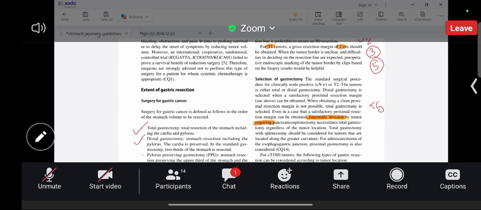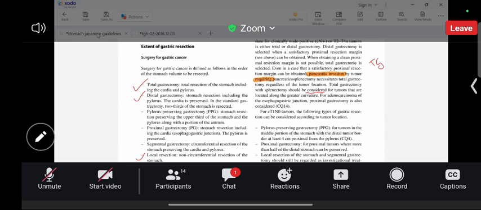So total gastrectomy with splenectomy should be considered for tumors that are located along the greater curvature. Like if the tumor is infiltrating the hilum or spleen, we can do splenectomy. It is not a norm, but should be considered if the tumors along the greater curvature are infiltrating the hilar area. For adenocarcinoma of the esophagogastric junction, proximal gastrectomy is also considered.